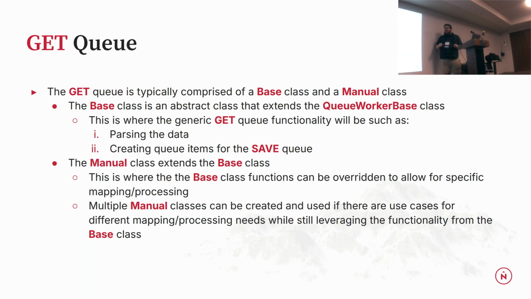So breaking it down even further, the get queue is typically comprised of a base class and a manual class. Why they're named that way, don't ask me, those are the names. So the base class is an abstract class that extends the queueworker base class. This is where the generic get queue functionality will be, such as parsing the data and creating the queue items for the save queue. The manual class, however, will then have any kind of overridden bits for specific mapping and processing. So you can have one base and multiple manuals.